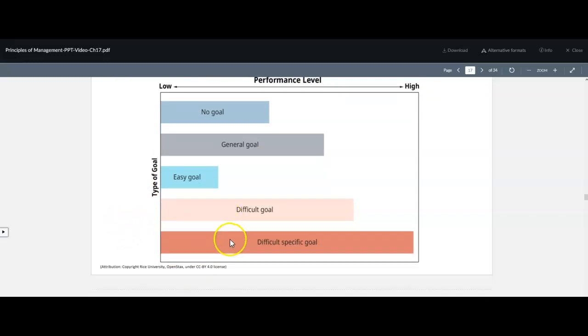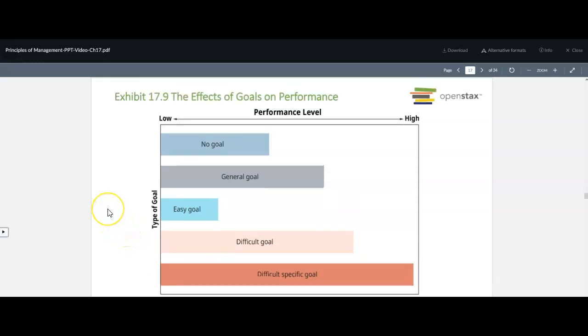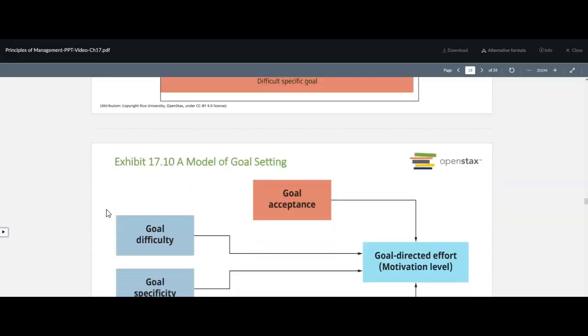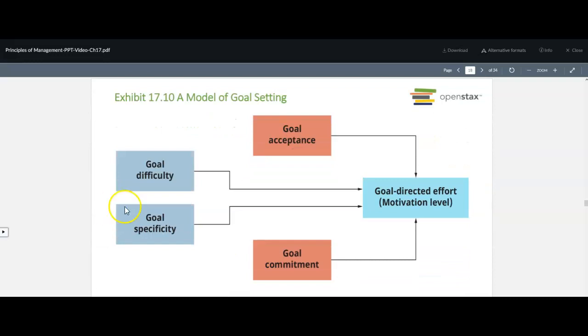But when you have difficult and specific goals, the performance can be high. And what I can tell you, and you may look at your own example in your lives, is the more challenging a goal or more specific a goal is, the more likely you are to achieve it because you achieve those higher levels of performance.